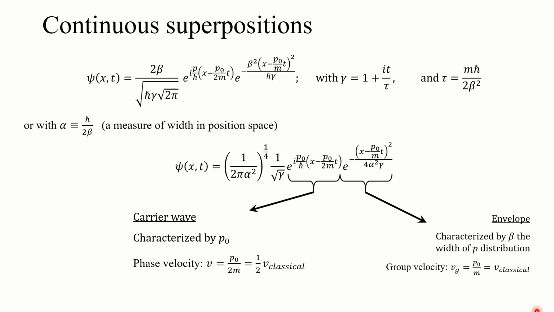It might not be obvious here, but this alpha is inversely related to beta. So this is actually characterized by that beta. And it moves with the group velocity p naught over m, which is what we'd expect classically. So by having a superposition of these momentum eigenstates, we end up with two types of waves: a group envelope that localizes this particle in space, and a carrier wave that's modulated by that envelope.